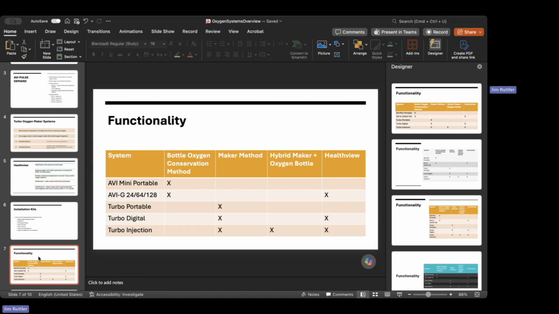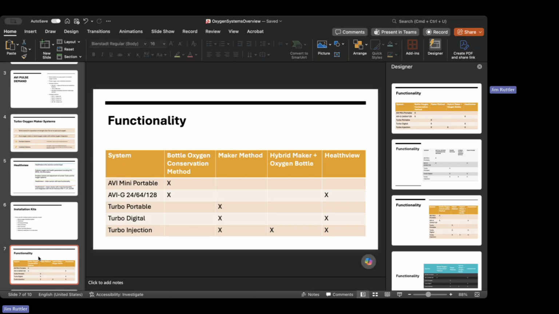Installation requirements. There are a lot of installation requirements, and I'm going to show you where you can get more details in the instructions, but these are the ones that always come up for the AVI and the turbo: the power, weight, and the legal requirements. For the AVI, the power requirements are very low. This makes them very desirable. 50 milliamps per station. So if you've got a 4-station system like an AVI 64, it'd be 200 milliamps total.